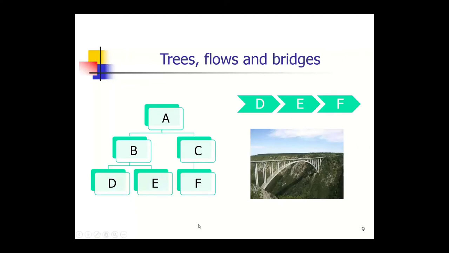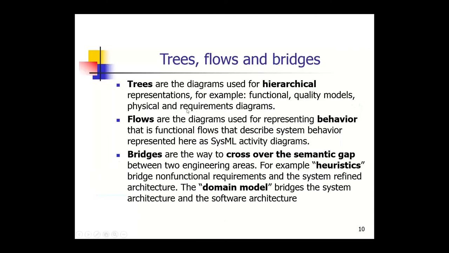We use in this methodology three main best practices: the use of hierarchies, the use of flows, and the use of bridges. We use hierarchies or trees for functional architecture, quality attributes, physical architecture, and requirement diagrams. So very important, these hierarchies. We use flows to represent behavior. These flows are represented by SysML activity diagrams. And we use bridges to cross over some semantic gaps.